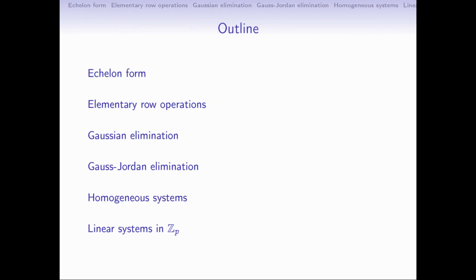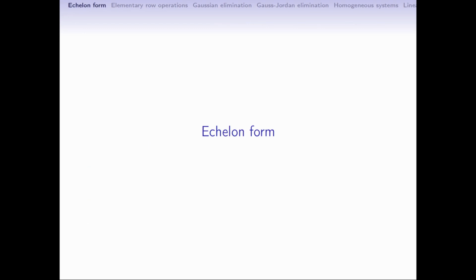Now, the section has been divided up into 6 parts: echelon form, elementary row operations, and Gaussian elimination. I'll cover that in Part A, and then we'll pick up Gauss-Jordan elimination, homogeneous systems, and linear systems in Z sub p in Part B of the lecture. So let's begin with the echelon form.